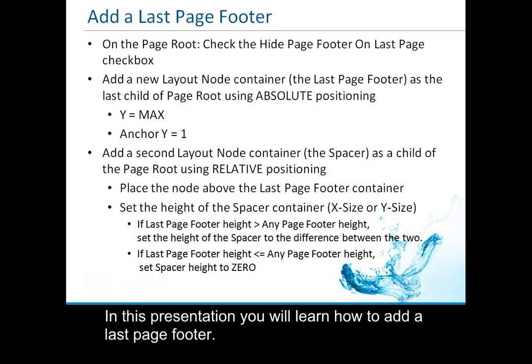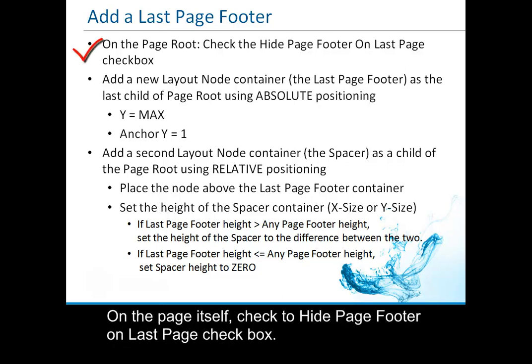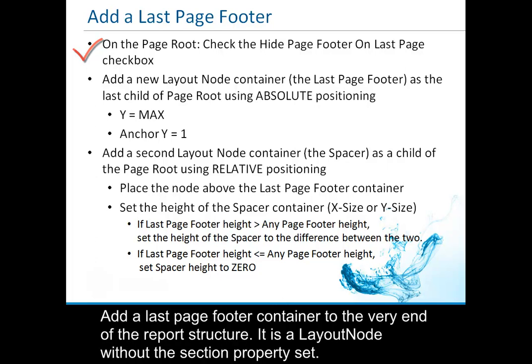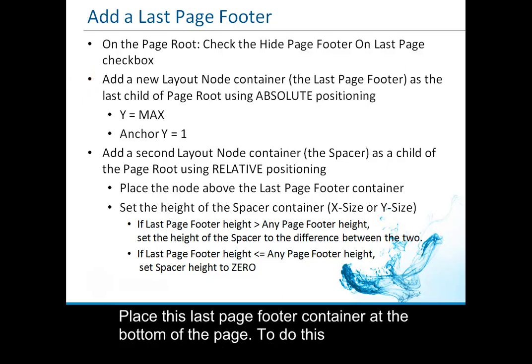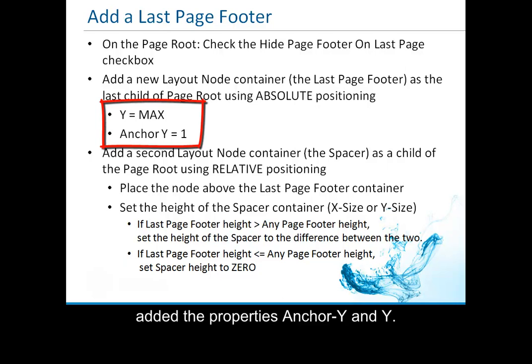In this presentation, you will learn how to add a last page footer. On the page itself, check the Hide Page Footer on Last Page checkbox. Add a last page footer container to the very end of the report structure. It is a layout node without the section property set. Place this last page footer container at the bottom of the page. To do this, edit the properties Anchor Y and Y. Set Anchor Y to 1, set Y to max.